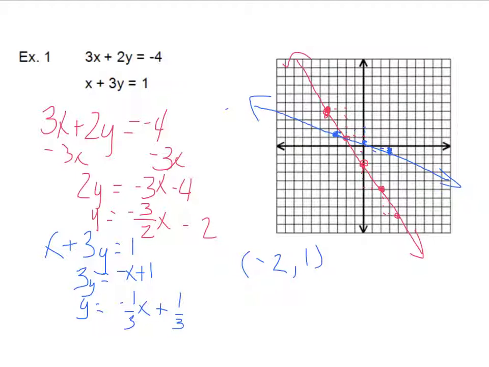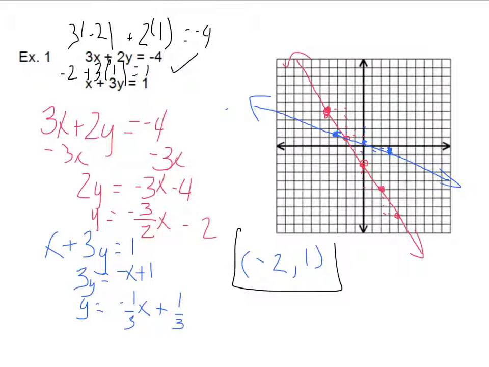So 3 times negative 2 plus 2 times 1 equals negative 4. So that's negative 6 plus 2 equals negative 4. That works. Then the bottom equation, x is negative 2 plus 3 times 1 equals 1. 3 times 1 is 3 plus negative 2 is positive 1. So the answers check out. I'm going to box it in. That's my answer.